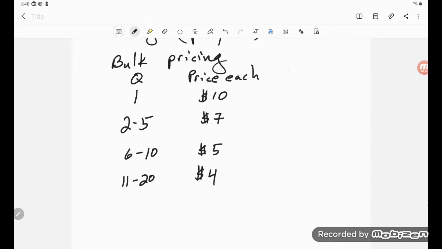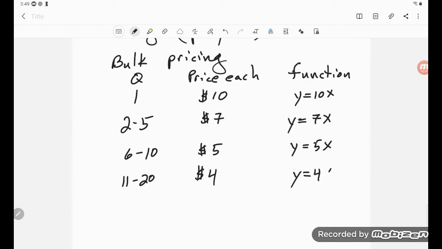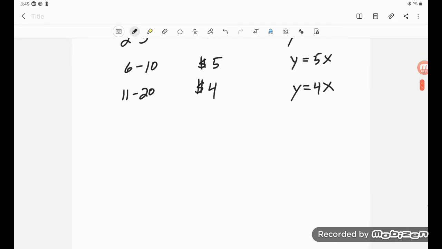Now for each of these, I could write a function, a straight line function, or a model. This one would be y equals 10x, because for every item I pay $10. This one I could write as y equals 7x, y equals 5x, because they're $5 a piece, and y equals 4x. So see, there we're getting mathy. But I can put this all together as one function.